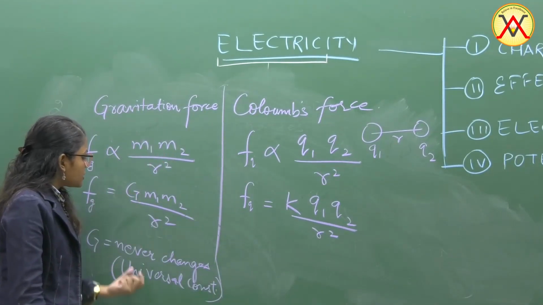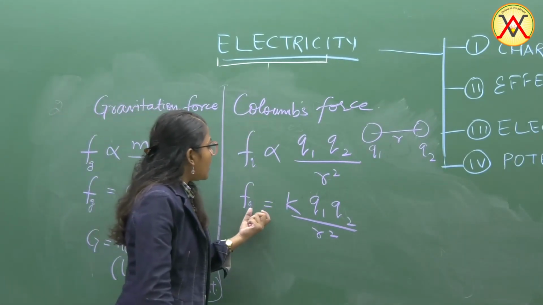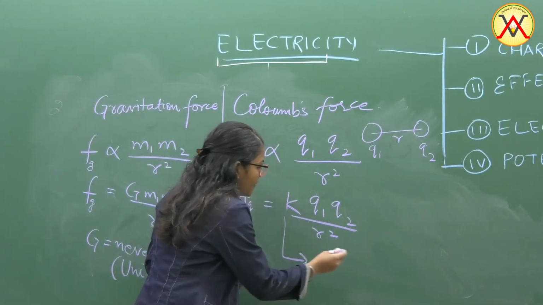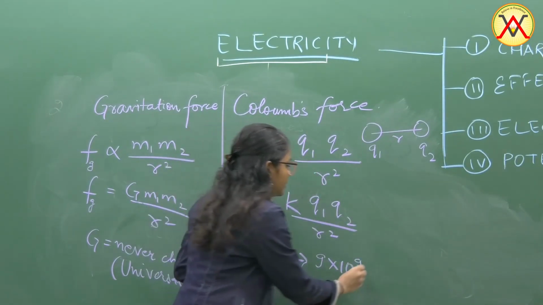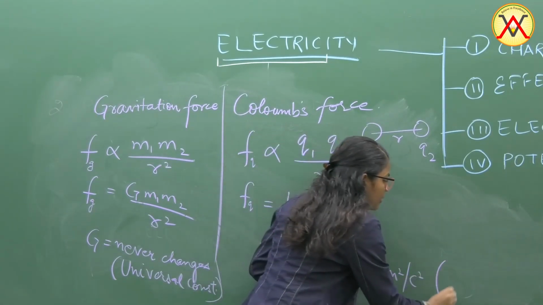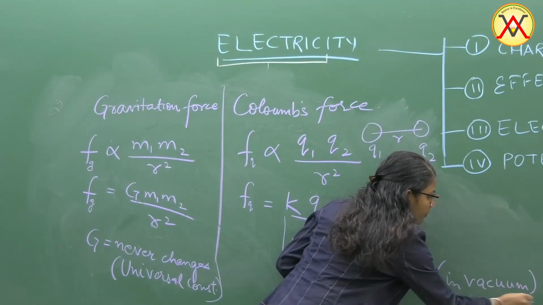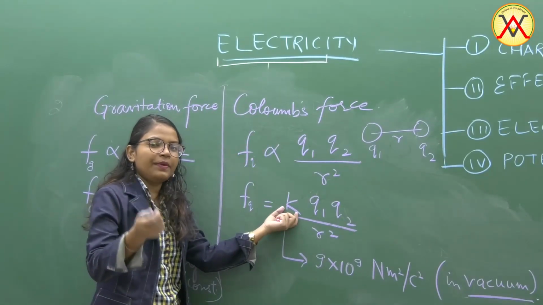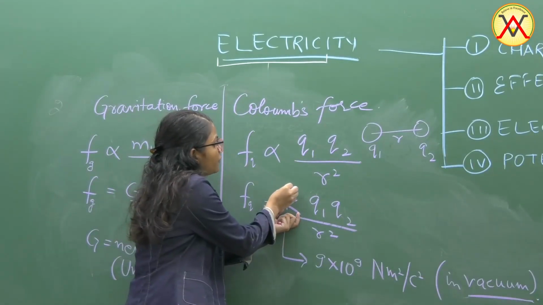In gravitation force, this constant was known as the universal gravitation constant, but in Coulomb's force, this constant is known as Coulomb's constant, and its value is equal to 9 into 10 raised to power 9 Newton meter square per Coulomb square in vacuum. According to your medium, be it air, water, kerosene, anything, this value of K changes.